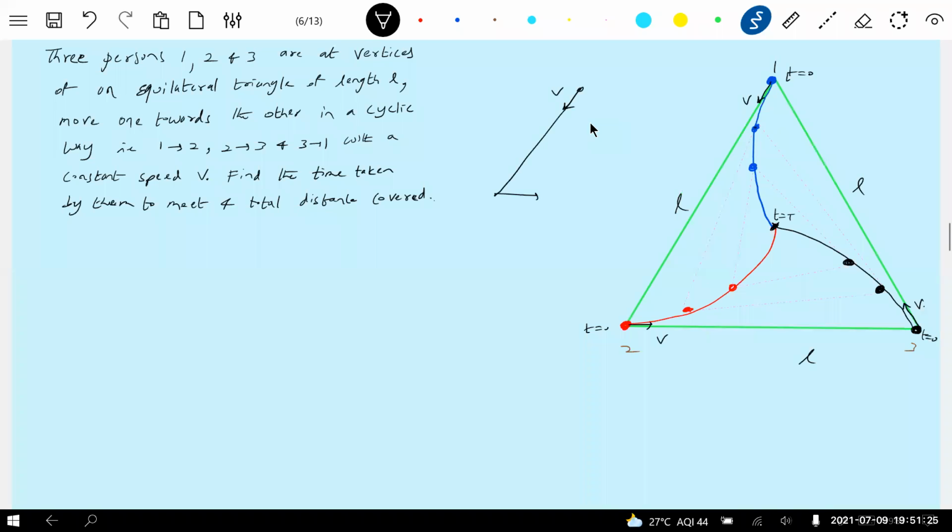This was V. This is 1. This is 2, no? And this is 60 degrees. This was separation L. This is at t equals 0. And finally they'll meet here. After some time t, they'll be here. So for your benefit, I'm just showing the path. It will be like this.